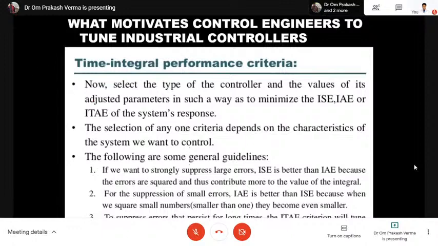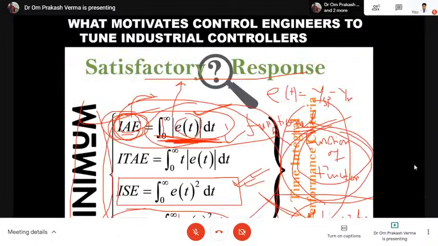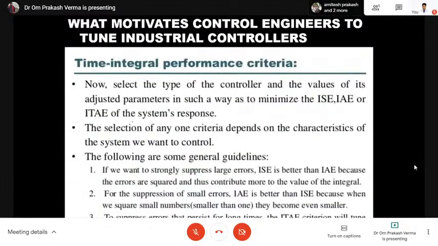Yes, sir. Okay. So when to choose which one, you will now find out: when to choose IAE, for what type of problem to use ITAE, for what type of problem to use ISE, for what type of problem to use ITSE. We have to see here. So for that, select the type of controller and the value of its adjustable parameters in such a way as to minimize the ISE, IAE or ITAE of the system response. Ultimately, we have to minimize this value.